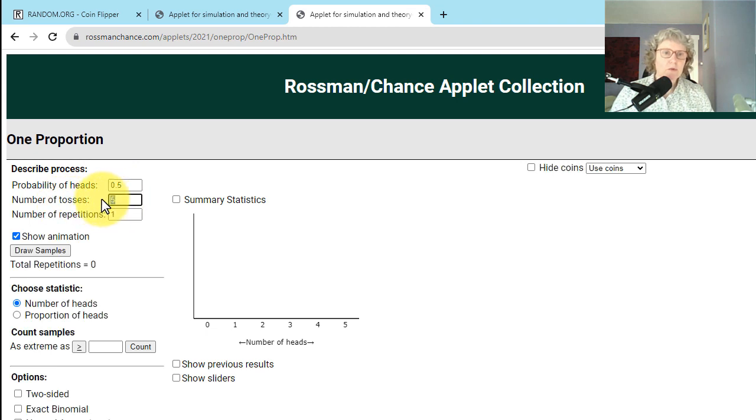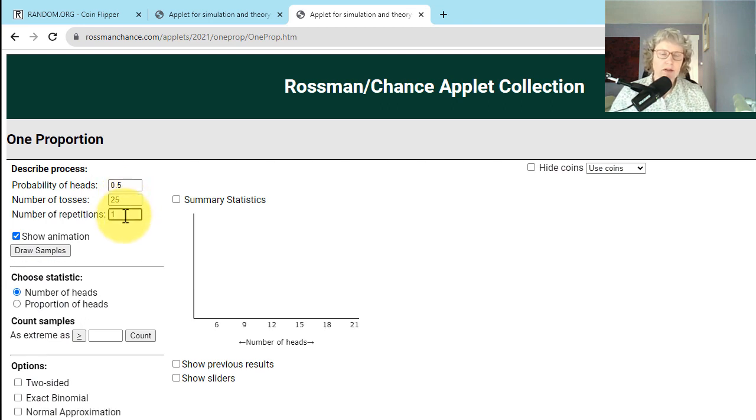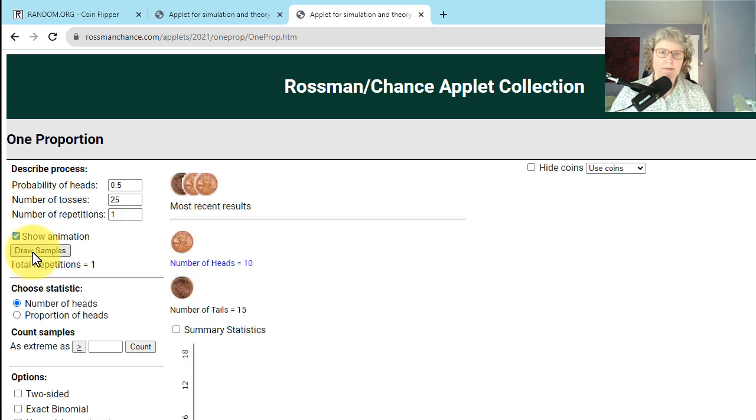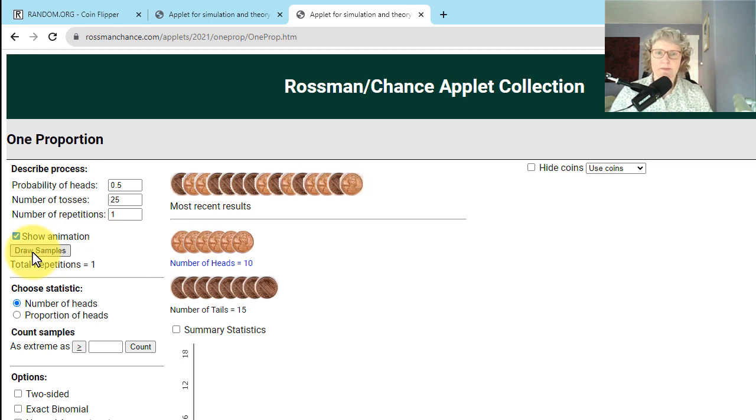Now, instead of 5, we are going to do 25. Remember, it's for each person in the class. And we're going to do one repetition to start with so I can show you how it looks. And then you want to be sure show animation is checked so you can see the coins. And when I hit draw samples, it's going to flip 25 coins. It does take a minute.